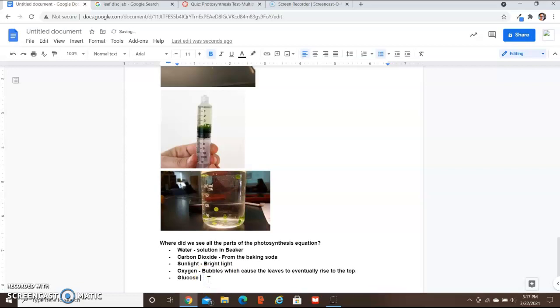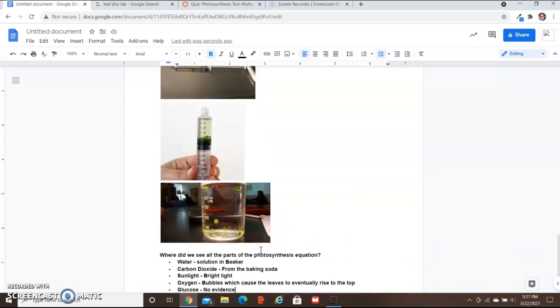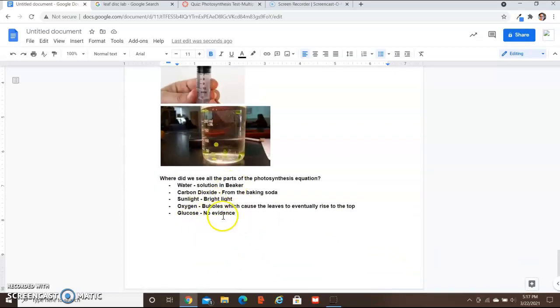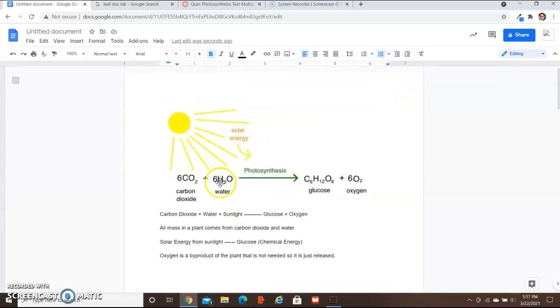Where do we see glucose? Well, we don't have evidence of glucose in this case because the glucose is going to be absorbed back up by the cells. So there's no evidence of glucose. But we have all of the other parts from our lab that we did that proves that photosynthesis is really happening. So hopefully that clears some things up.